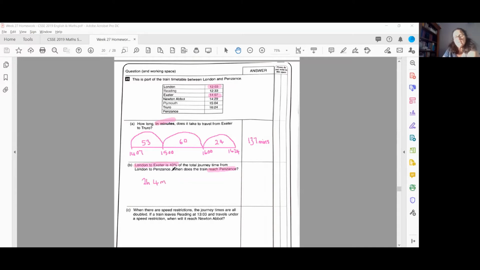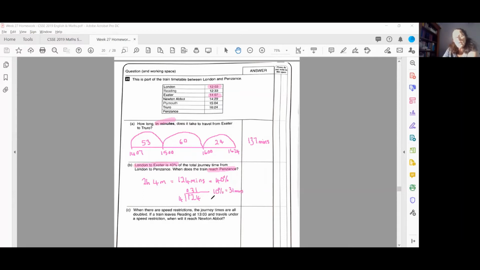So because this is 40% of the journey, I'm going to convert all of this into minutes. So 60 minutes in an hour, so 60 times 2 is 120, plus the 4 will give me 124 minutes. This is equal to 40% of the total journey time. I need to find 100% of the journey time, so I'm going to divide 124 by 4 to find 10%. So 4 goes into 12 3 times, goes into 4 once. So 10% equals 31 minutes.